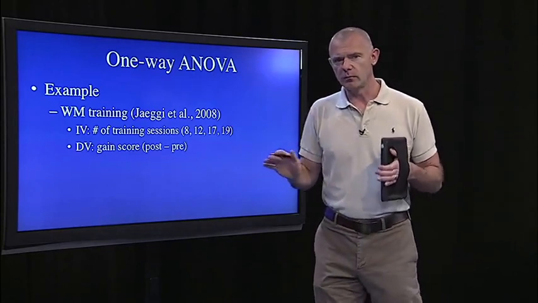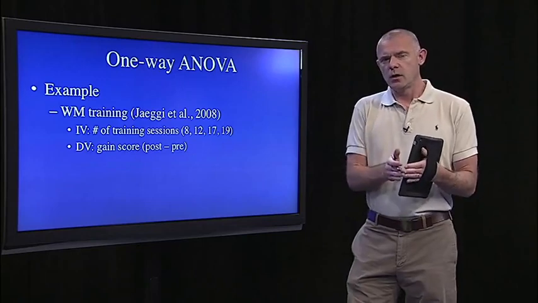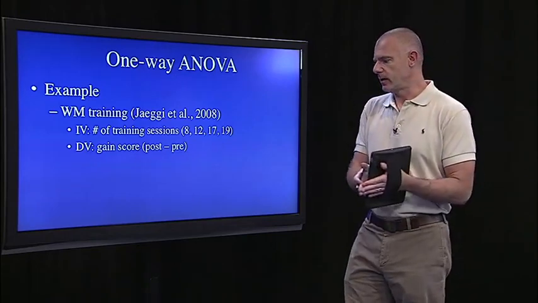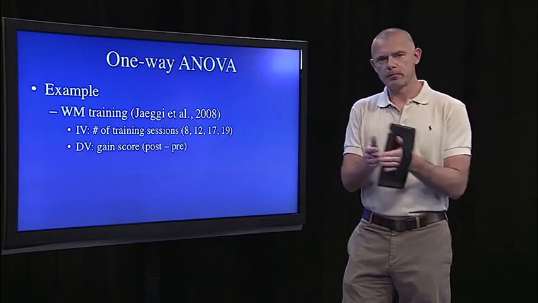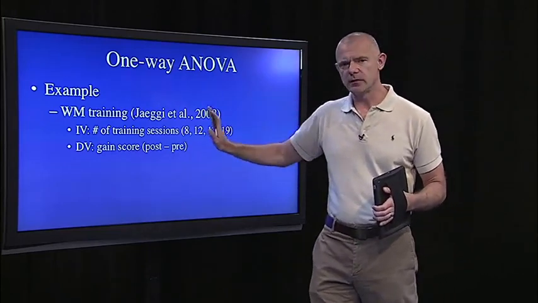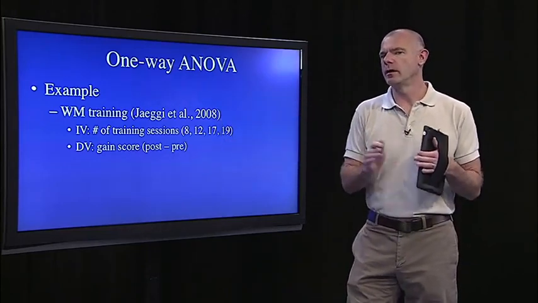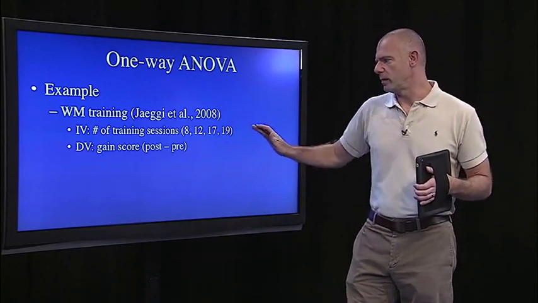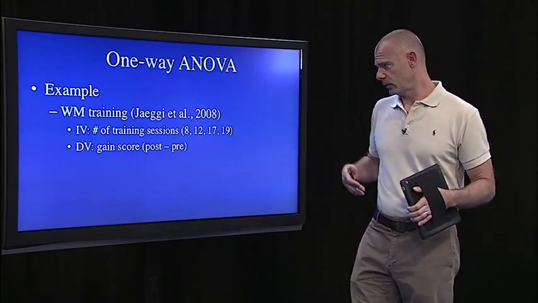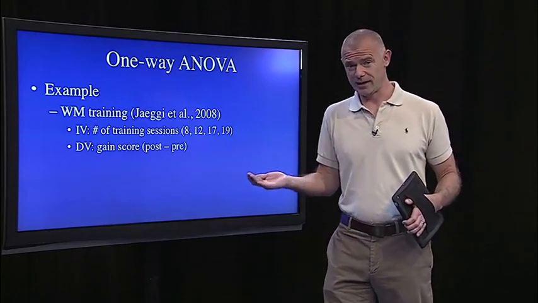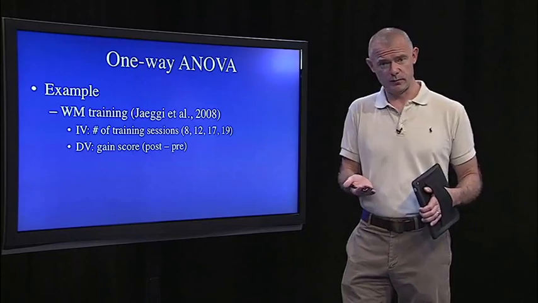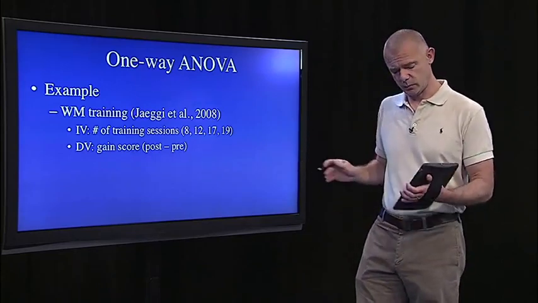The dependent variable, there's a couple ways to look at it. One is they had subjects perform an intelligence test before and after training. So just for ease of demonstration, and so we can do a one-way between groups ANOVA, what I'm doing here is using the gain score as the dependent variable. So just their score on the intelligence test after training minus their score on the intelligence test before training. So just post minus pre.